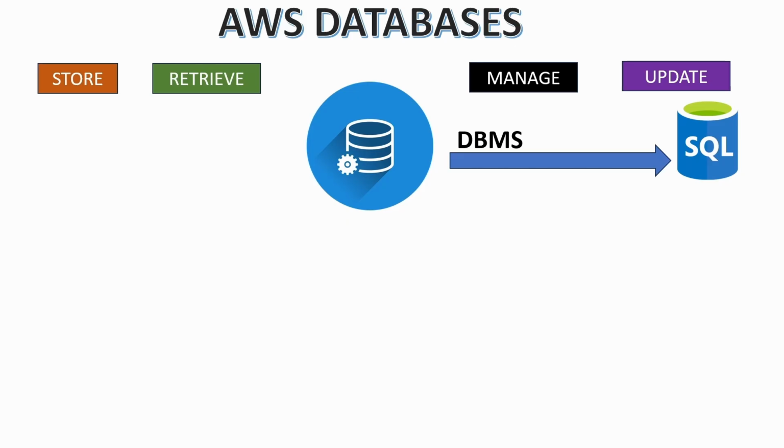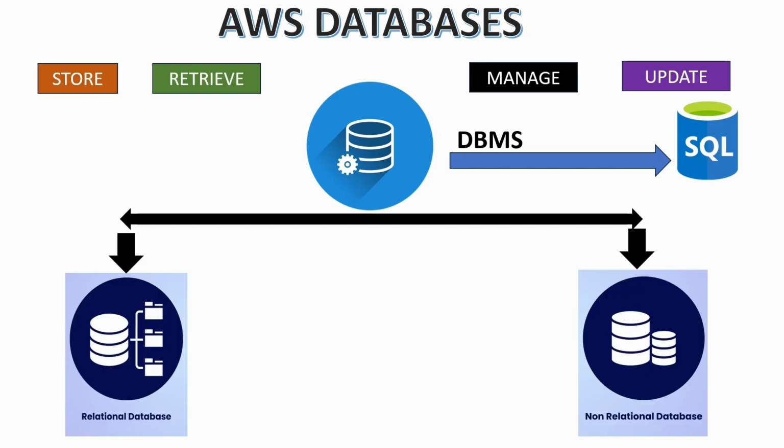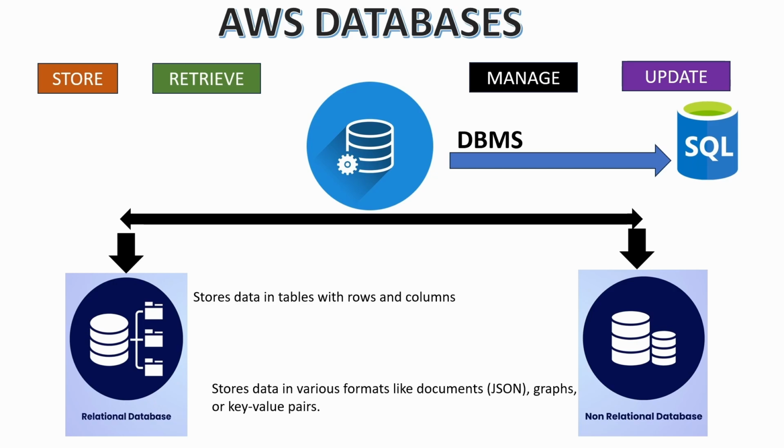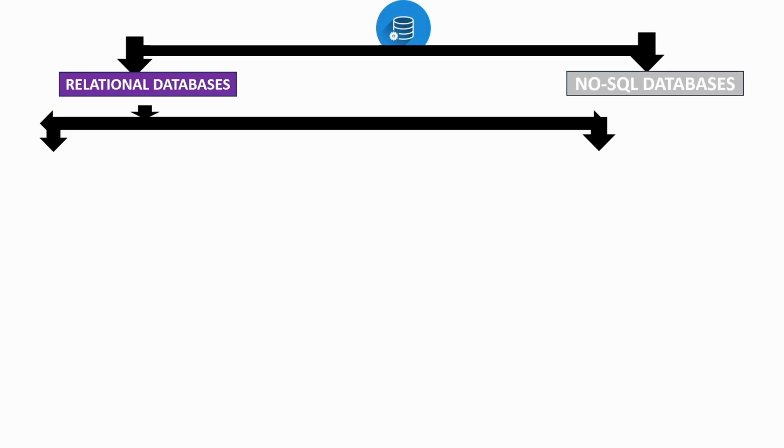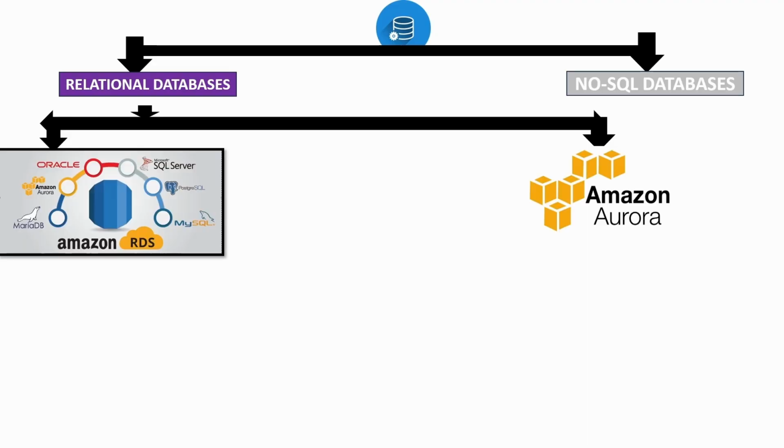The main types of databases are relational databases and non-relational databases, which are also known as NoSQL databases. Relational databases store data in tables with rows and columns, while NoSQL databases store data in various formats like documents, graphs, or key value pairs. AWS offers fully managed relational database solutions that remove the burden of database administration while maintaining high availability and security. AWS relational databases support popular database engines like MySQL, PostgreSQL, and Oracle, making it easier to migrate existing databases to AWS, like Amazon Relational Database Service and Amazon Aurora.